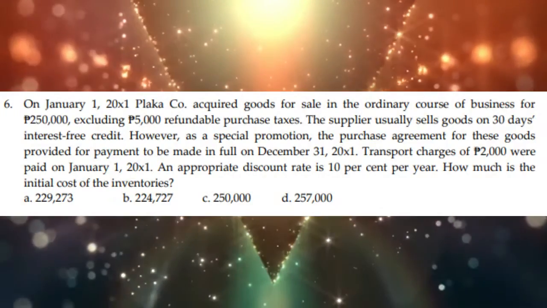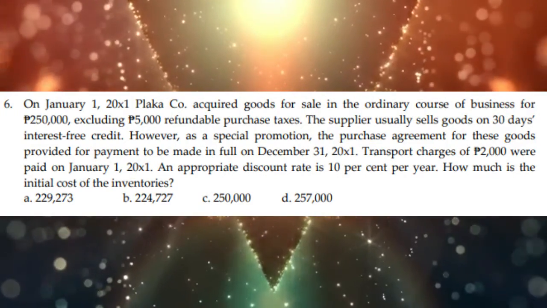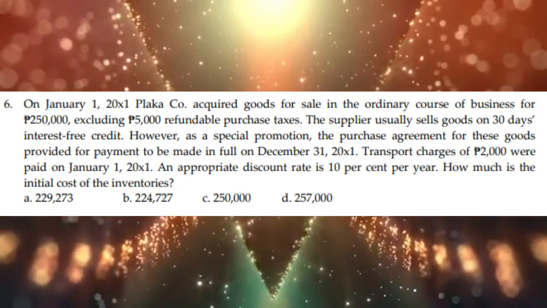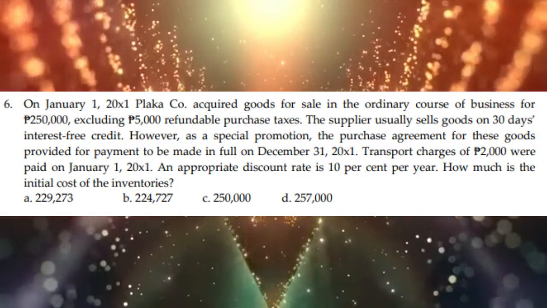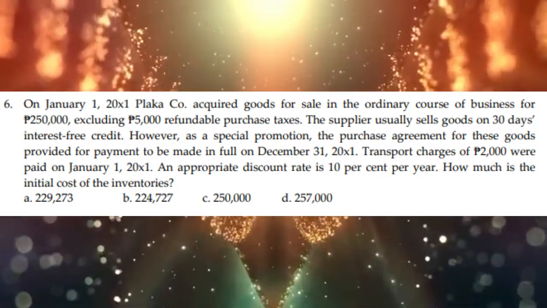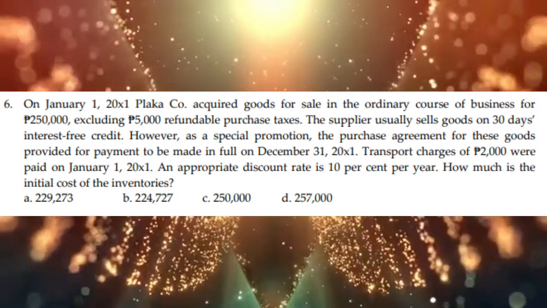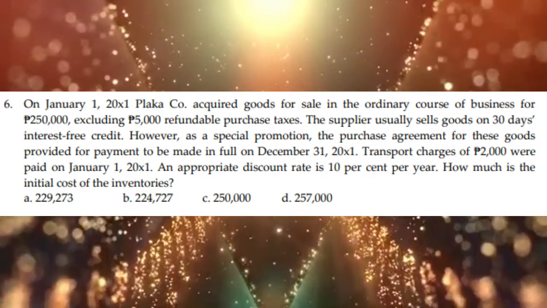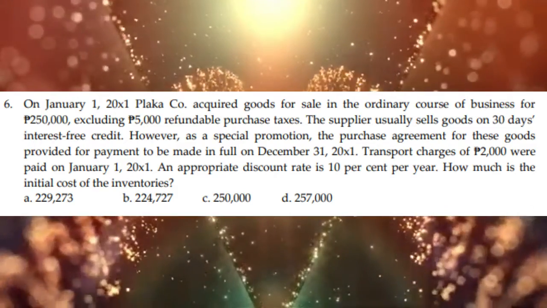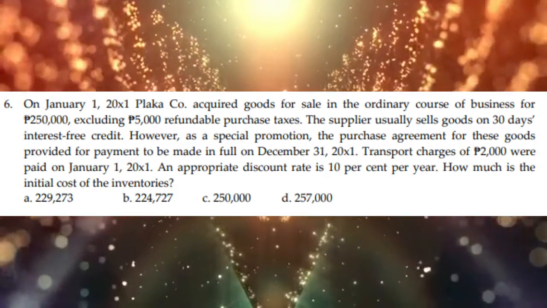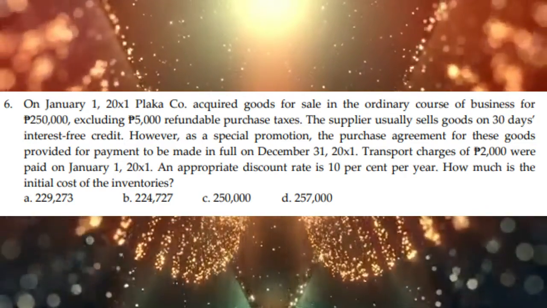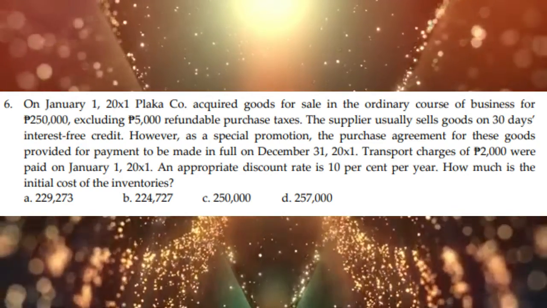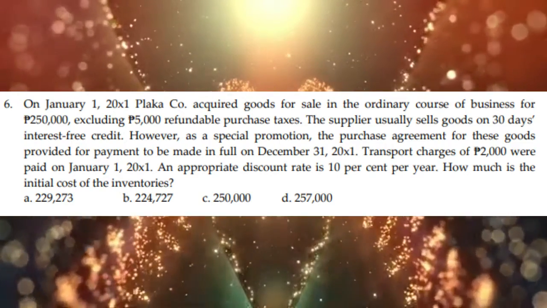Sixth question. On January 1, 20X1, Plaka Corporation acquired goods for sale in the ordinary course of business for 250,000 pesos, excluding 5,000 pesos refundable purchase taxes. The supplier usually sells goods on 30 days interest-free credit. However, as a special promotion, the purchase agreement for these goods provided for payment to be made in full on December 31, 20X1. Transport charges of 2,000 pesos were paid on January 1, 20X1. An appropriate discount rate is 10% per year. How much is the initial cost of the inventories?